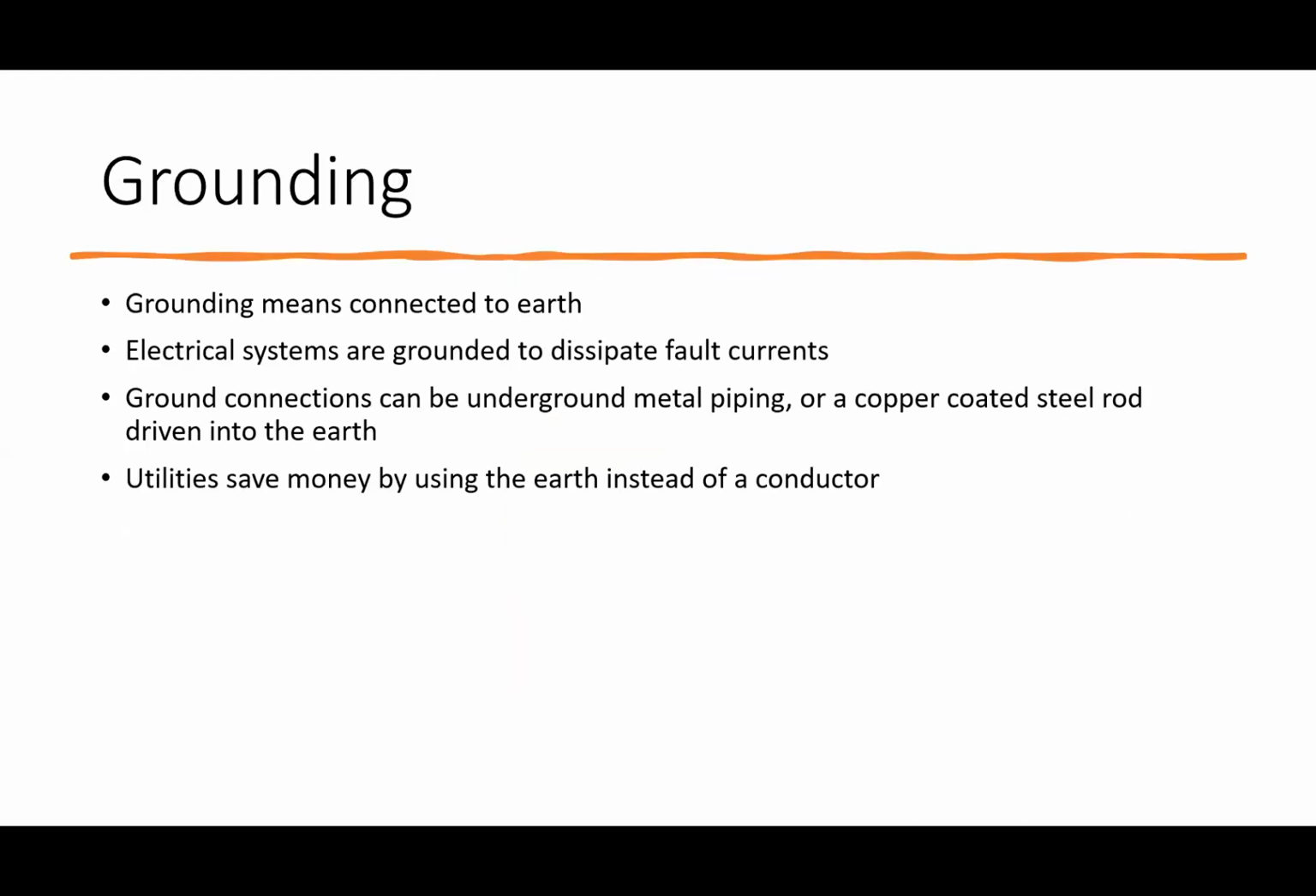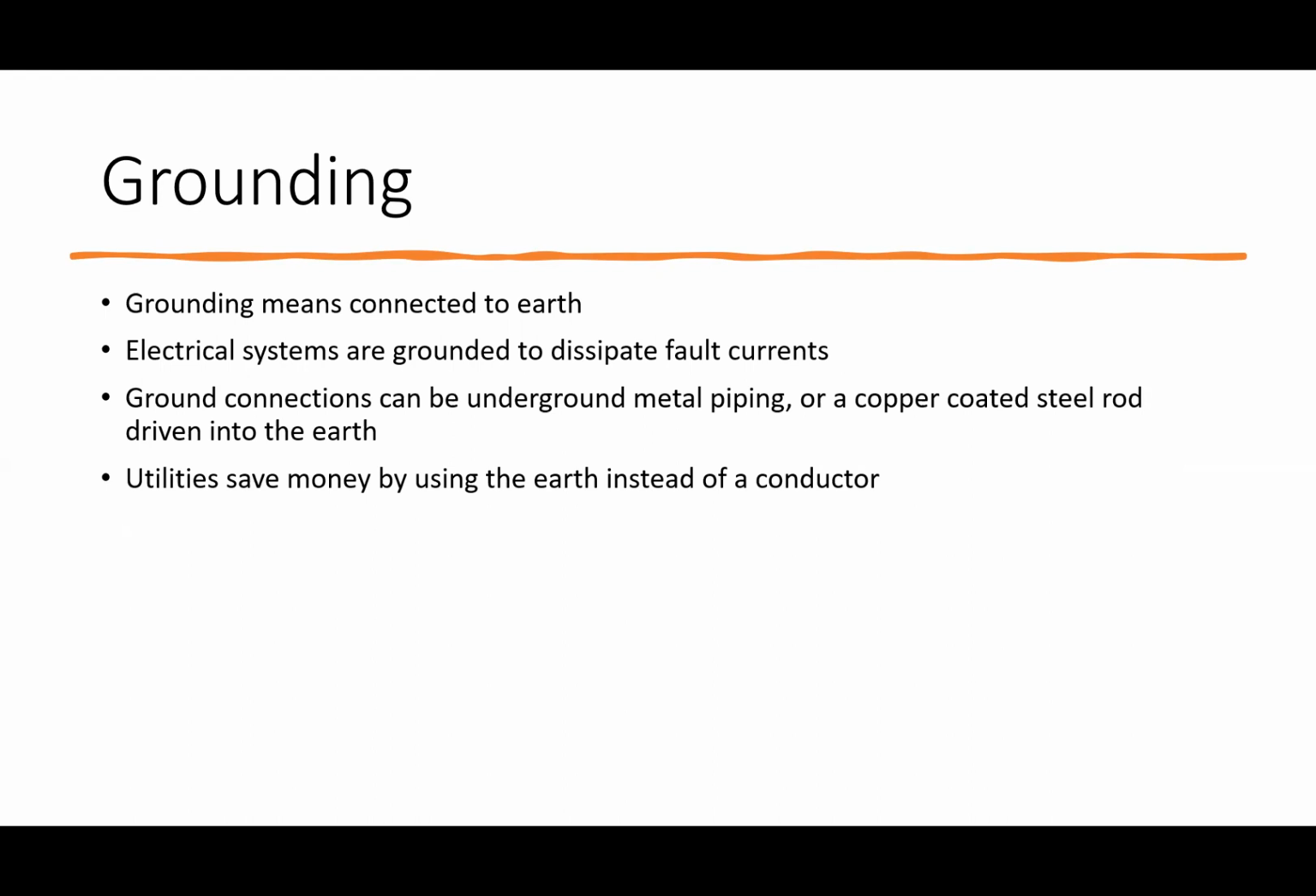Finally, we're moving on to grounding. Grounding means it is connected to the earth. We do this to dissipate faults and currents. A fault in a current is caused by lightning or equipment failure. We don't want this failure or lightning to overload our circuits and break them or anything like that. So that's why we ground them for safety measures.